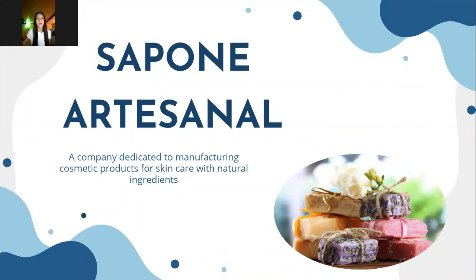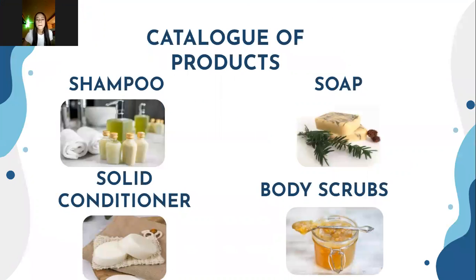Sapón Artesanal is a company dedicated to manufacturing cosmetic products for skincare with natural ingredients. It's a serious company that cares about its customers. Well, we can find some different products in the Sapón Artesanal catalog, such as soap, shampoo, solid conditioner, body scrubs, natural deodorant, and facial serum.